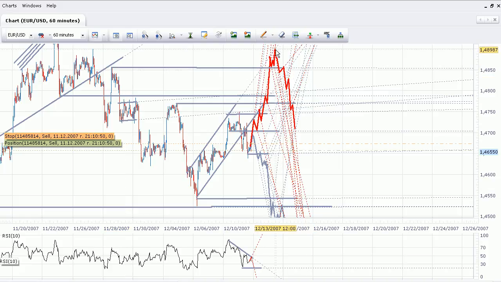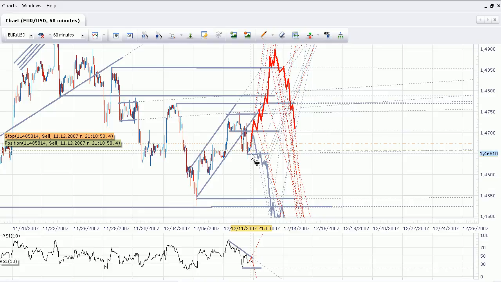Okay, and then as we can see, this might happen with, for example, a probable divergence between the price chart and the relative strength indicator, but this is just a very hypothetical scenario, both of those. So we will just stick to those important support and resistance areas, and I'll repeat them for you.